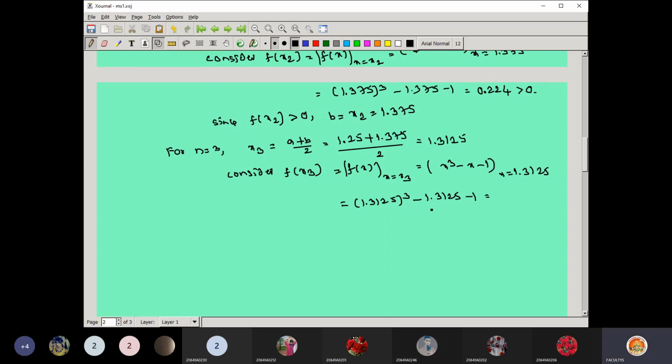With your calculator only, better use your calculator. Minus 0.05. So it is again less than 0. When it is less than 0, make a statement that since f of x3 is less than 0, a is going to be changed, a equal to x3, that value 1.3125.